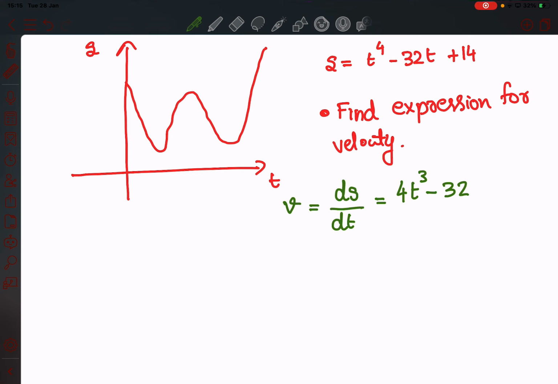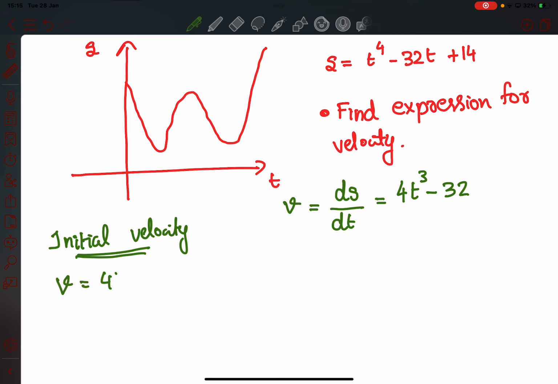So if I want to figure out the initial velocity, what do I have to do? t is 0. I know the expression for velocity is 4t cubed minus 32. So if it has to be initial velocity, I just have to plug in t as 0. That would give me v is equal to minus 32 meters per second.